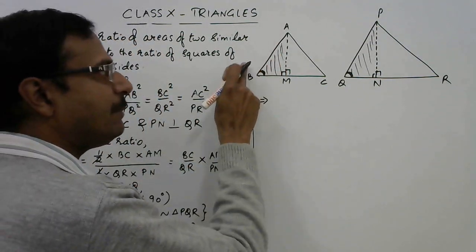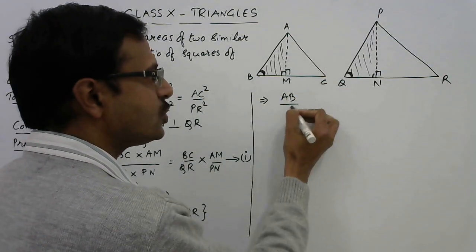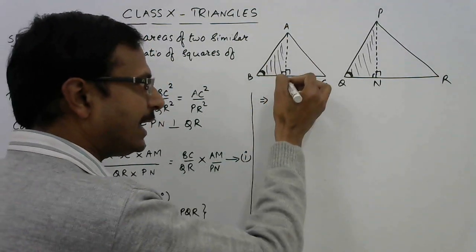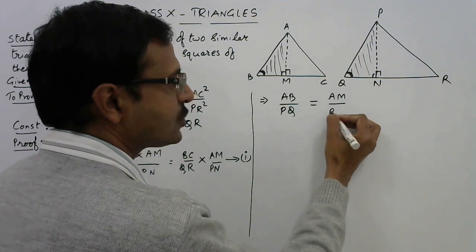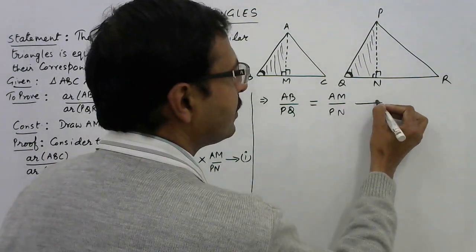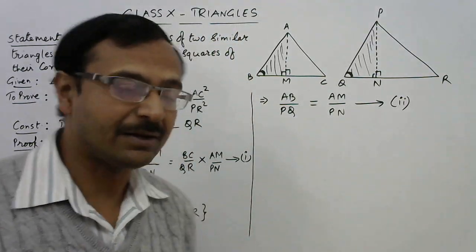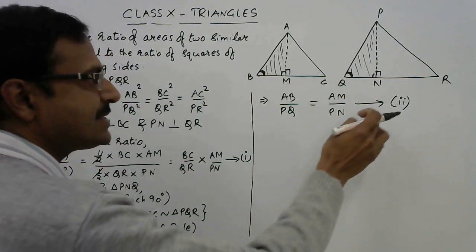If you take AB here, you have to take PQ here. So ratio of these two sides, corresponding sides, will be equal to, if you take AM here, you have to take PN here. So see, I have equated the two sides, corresponding sides of the similar triangles which I have just now proved. Now this is the second part.